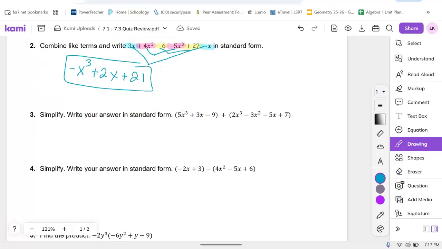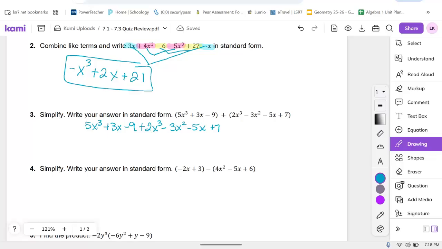Simplify, write your answer in standard form. So you're adding, because we have an addition problem right there. So 5x cubed plus 3x minus 9 plus 2x cubed minus 3x squared minus 5x plus 7. The easiest way to do this is rewrite your first polynomial, 5x cubed plus 3x minus 9, and then just rewrite your second polynomial exactly like it is: plus 2x cubed minus 3x squared minus 5x plus 7.